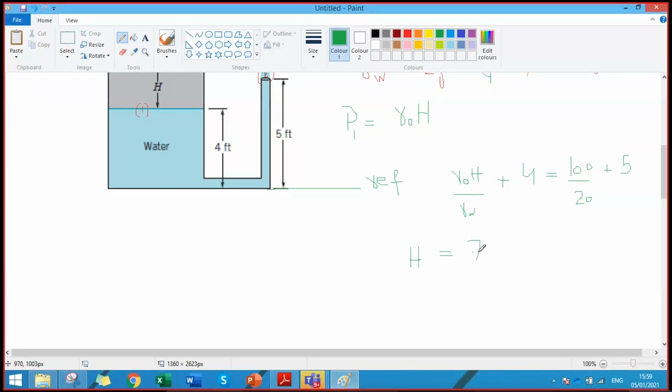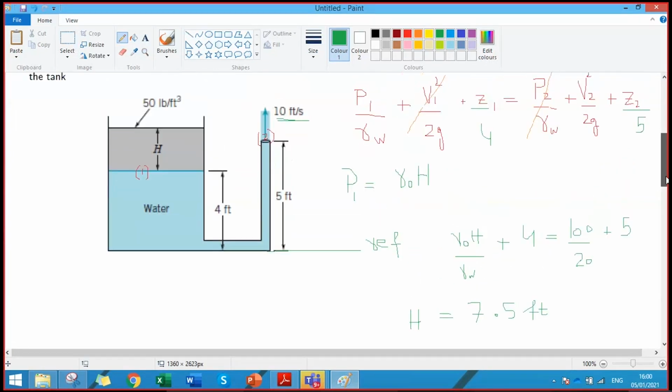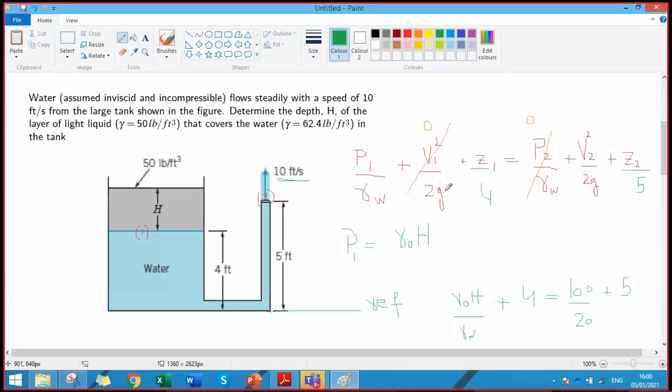Clear? This is 7.5 feet. Any question in this problem solution? Anything which is not clear? Sir, why did you take P2 as 0? It has height. P2 is static pressure, which is equivalent to the atmospheric pressure at point 2, because point 2 is located at the discharge of the pipe, and that discharge is into the atmosphere. So P2 is basically atmospheric pressure, and we are taking the gauge value of atmospheric pressure, which is 0. Clear? We have discussed this in detail in the free jet application.